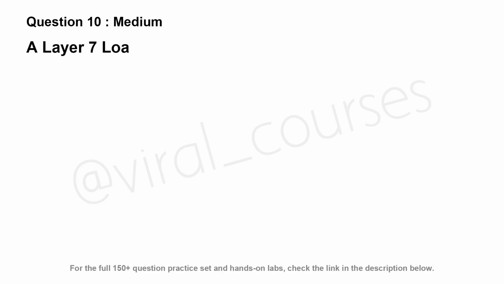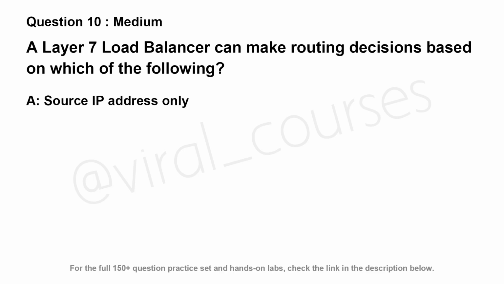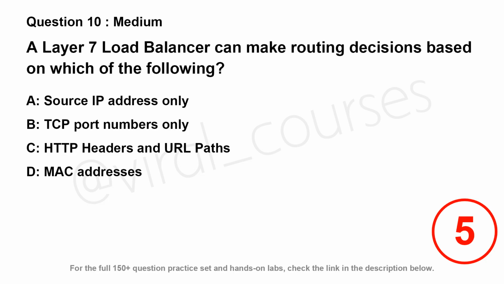A Layer 7 load balancer can make routing decisions based on which of the following? Option A. Source IP address only. Option B. TCP port numbers only. Option C. HTTP headers and URL paths. Option D. MAC addresses.